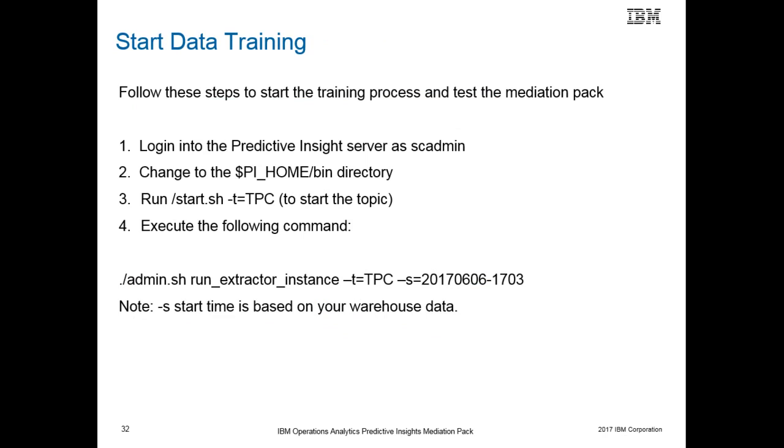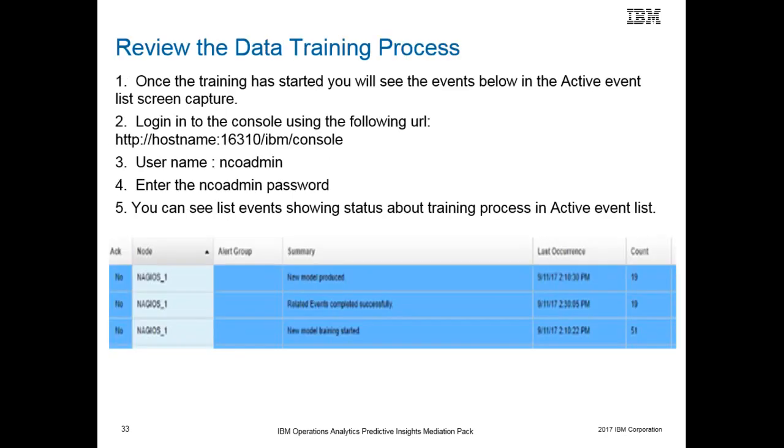You will now start the data training process by logging into the Predictive Insights server, and change to the $PI home bin directory. After you have changed to the directory, run the commands shown in steps 3 and 4 in the slide. After the data training process has started, you can check on the process by looking at the active event list as shown in the slide by logging into the event console and searching for the Spectrum Control events.